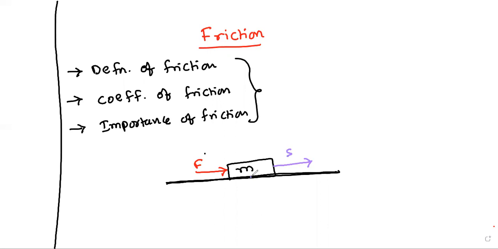Let us consider this point as the origin. This is my x-axis, this is my y-axis. You know the xy plane. So, due to this, the body or object is displaced to here. This we are calling displacement.